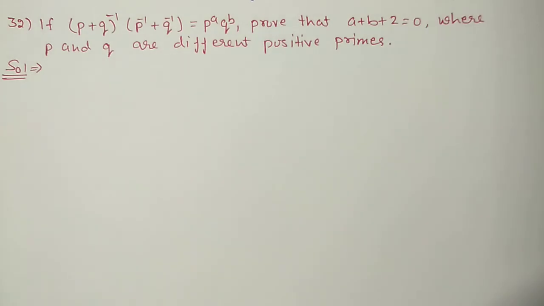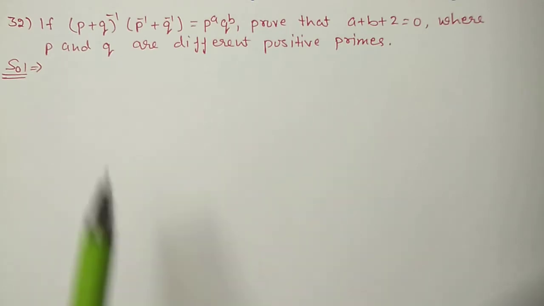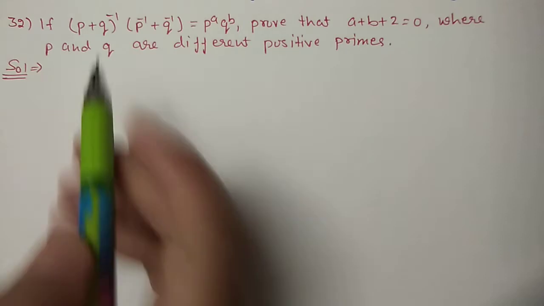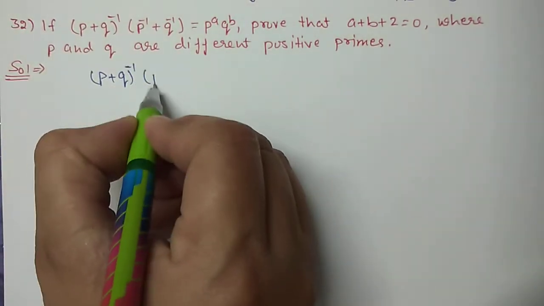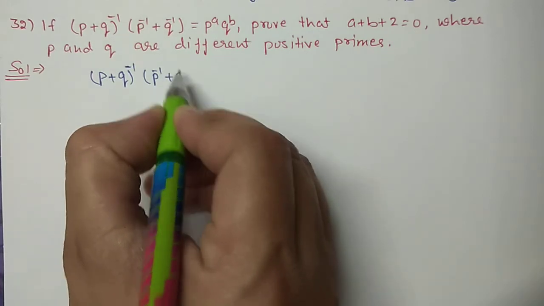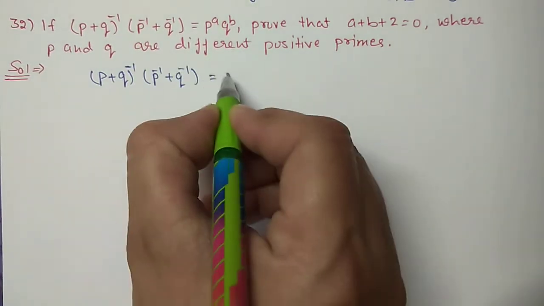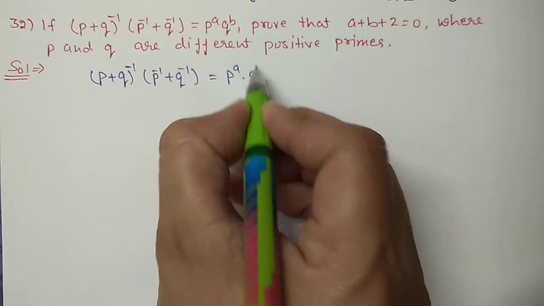Next, question number 32. If (p plus q) to the power minus 1 into (p to the power minus 1 plus q to the power minus 1) equal to p to the power a q to the power b, prove that a plus b plus 2 equal to 0, where a and b are different positive primes. So we will start from the given thing. We have (p plus q) to the power minus 1, (p to the power minus 1 plus q to the power minus 1). This is equal to p power a and q power b.